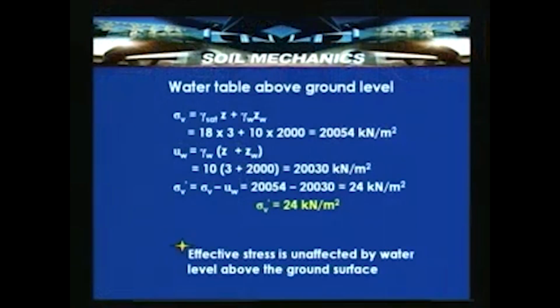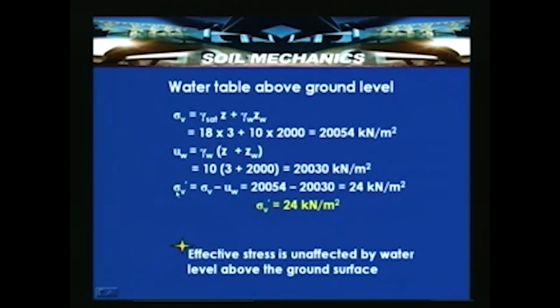Let us consider another example like water table above the ground level, where this ZW is something like 2 kilometers or 2000 meters, representing some deep sea sediment bed. In that case, let us look how it changes. If you see here, total stress is increased by that equivalent amount. For example, gamma w ZW is the one which changed. So, 20,054 kN per meter square is the total stress, and pore water pressure is 20,030 kN per meter square.